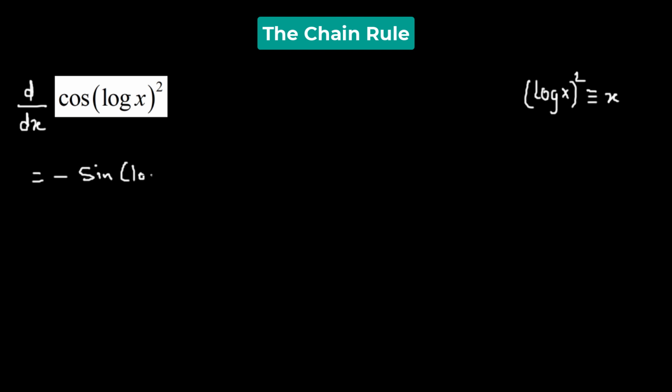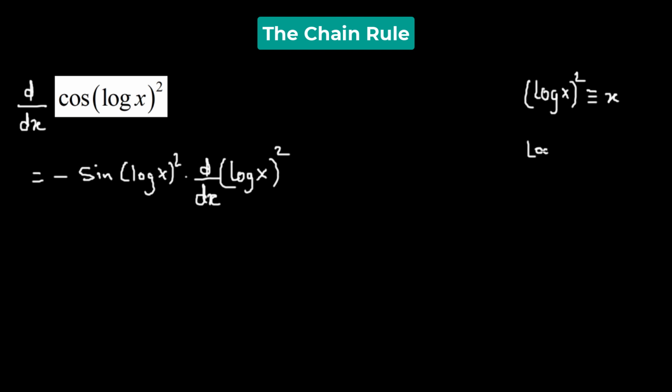So x here is log of x whole squared. So this is an assumption. So we assume that log of x whole squared is equivalent to x. So we will need to multiply it to the derivative of our assumption, which is log of x whole squared. Now what we can see here, we have something of the form x raised to the power of n.